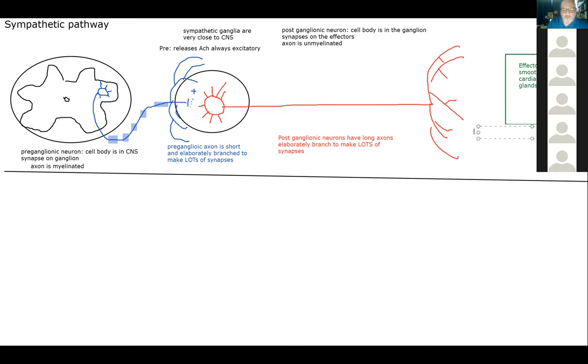And here, most of our postganglionic neurons release the neurotransmitter norepinephrine. Of course, what does most mean? Not all. A few ganglionic neurons, postganglionic neurons, release the neurotransmitter acetylcholine.